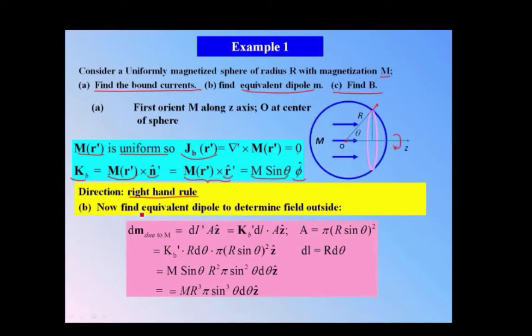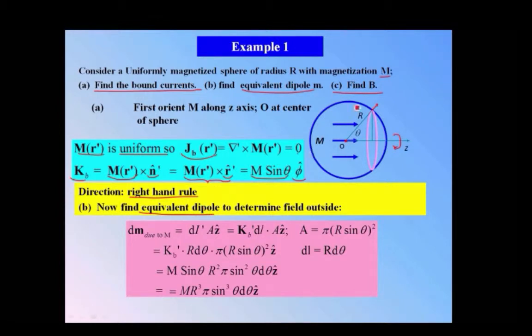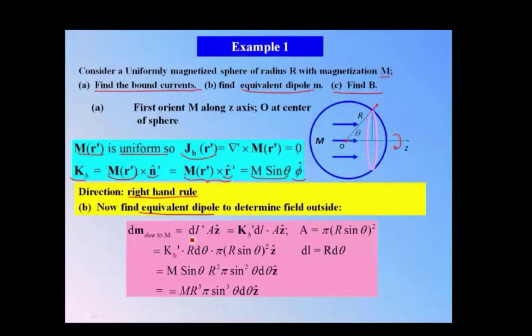Now let's find the equivalent dipole. We want to use that to determine the field outside of the sphere. If you look at this here, we have a differential of the dipole due to this magnetization, and it's going to be given by a current times an area. We accept the fact that this dipole that's due to M should be in the same direction as M. If we look at this, this should be in the z hat direction.